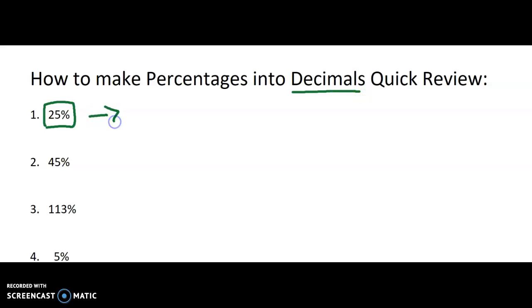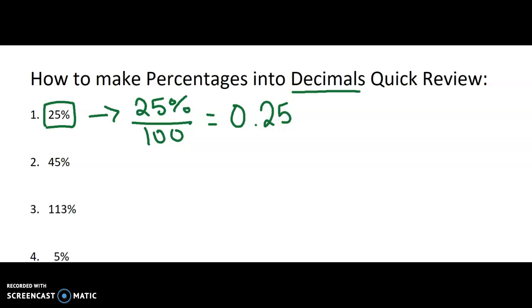Some strategies that I've heard students know of is they do 25% and then they divide it by 100. When you divide by 100, that gives you 0.25. So that's the first strategy, dividing by 100 to convert it into a decimal.